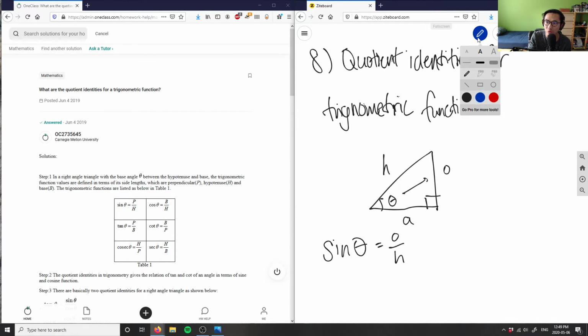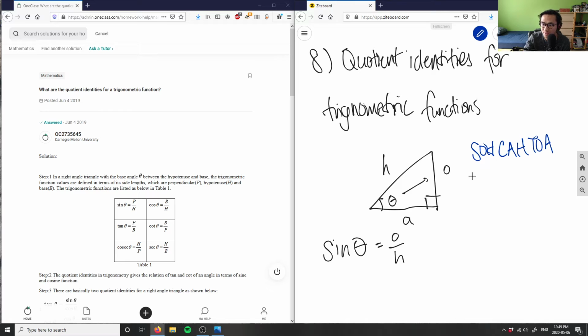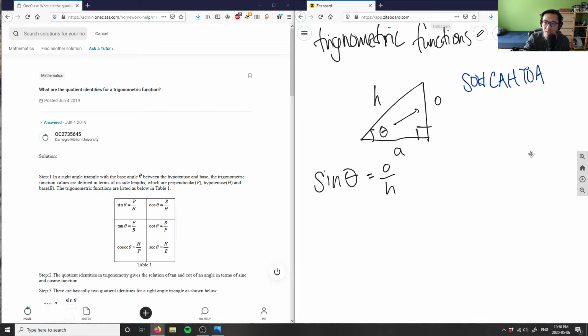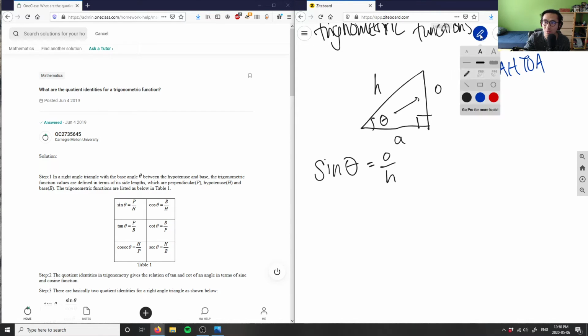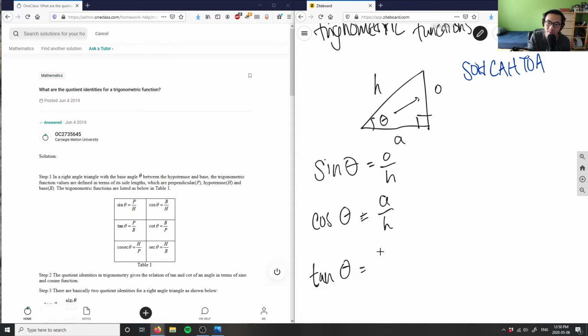You can think of the mnemonic SOHCAHTOA to help you figure out trigonometric ratios. So sine is opposite over hypotenuse, cosine is adjacent over hypotenuse, and tangent is opposite over adjacent, right? So I can write down those here. Cosine of theta is adjacent over hypotenuse, again A over H. And tangent of theta is opposite over adjacent, right?